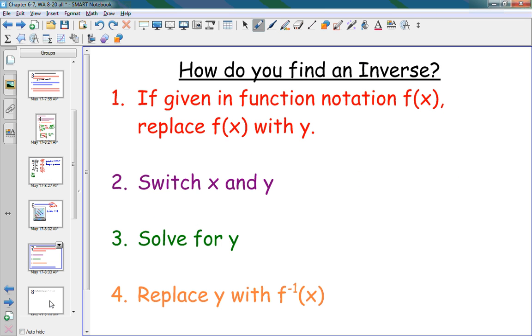Copy it. Allergic reaction to math. Okay, how do we find the inverse?